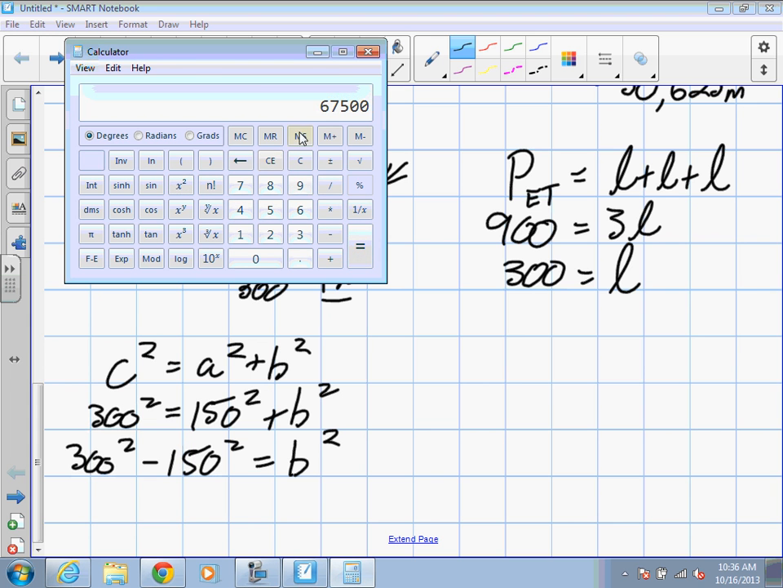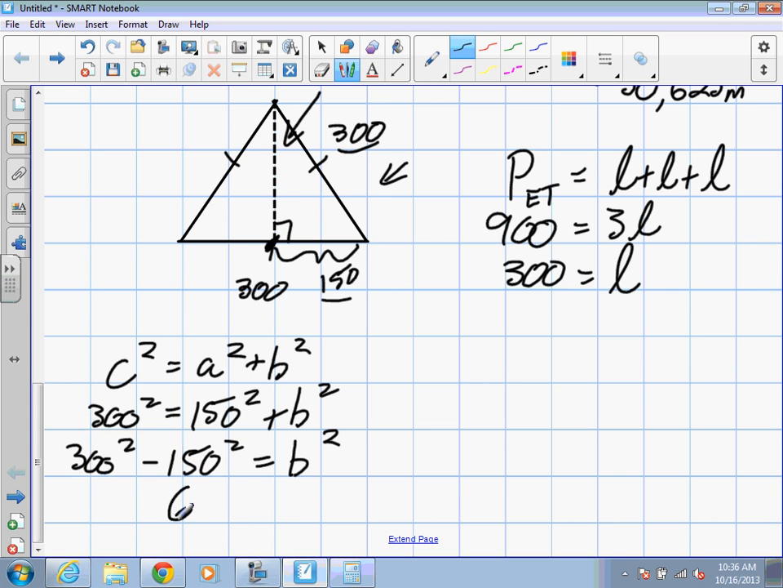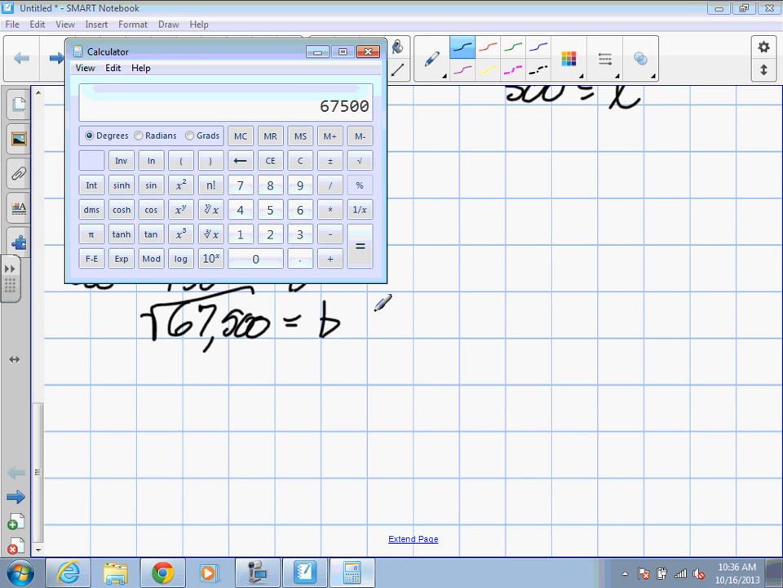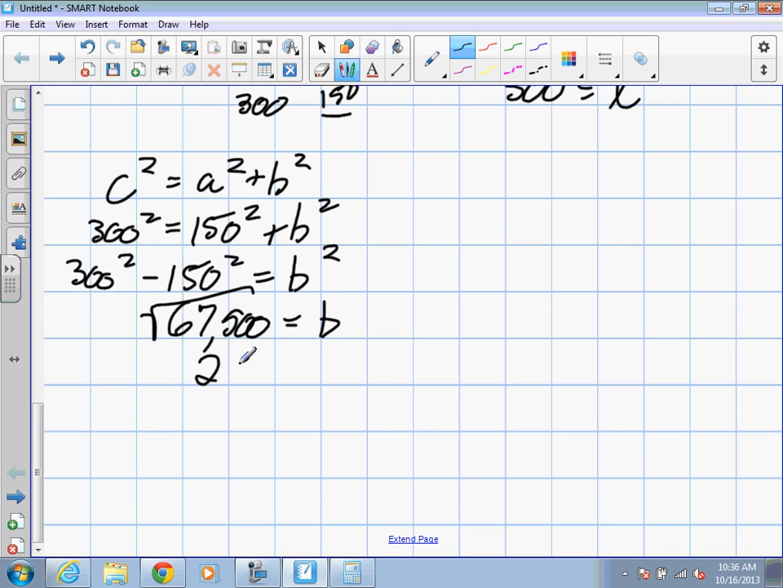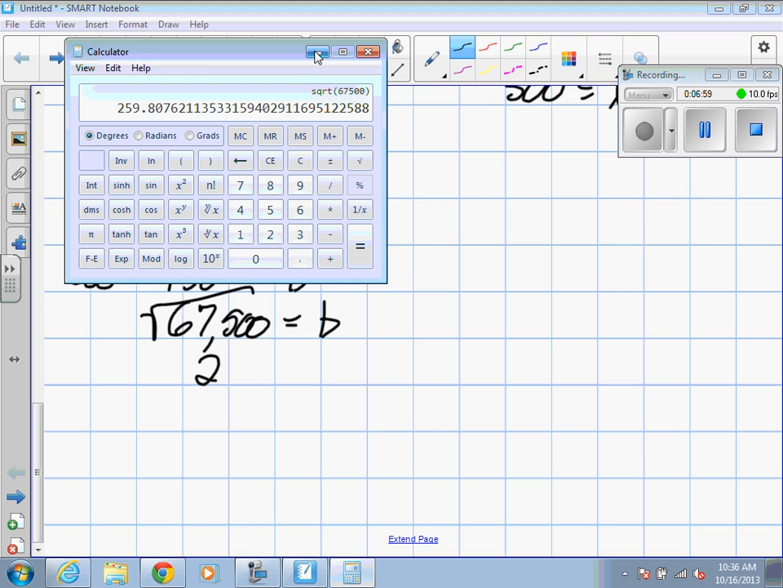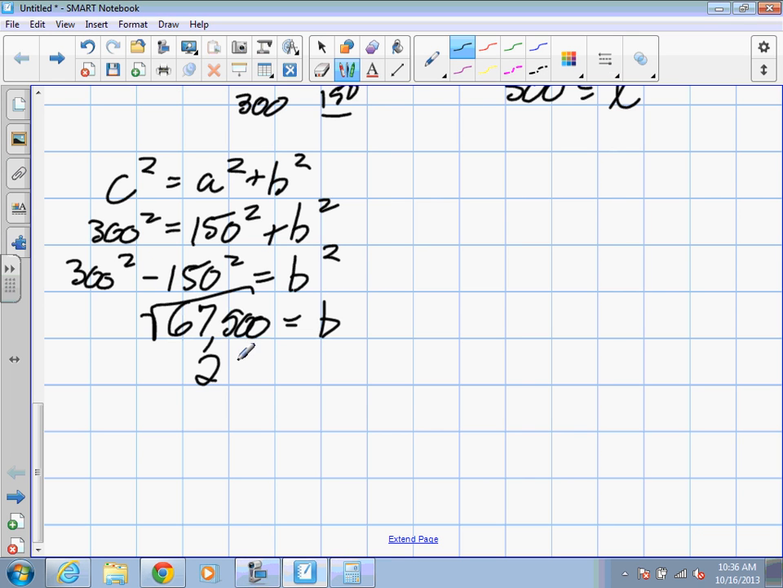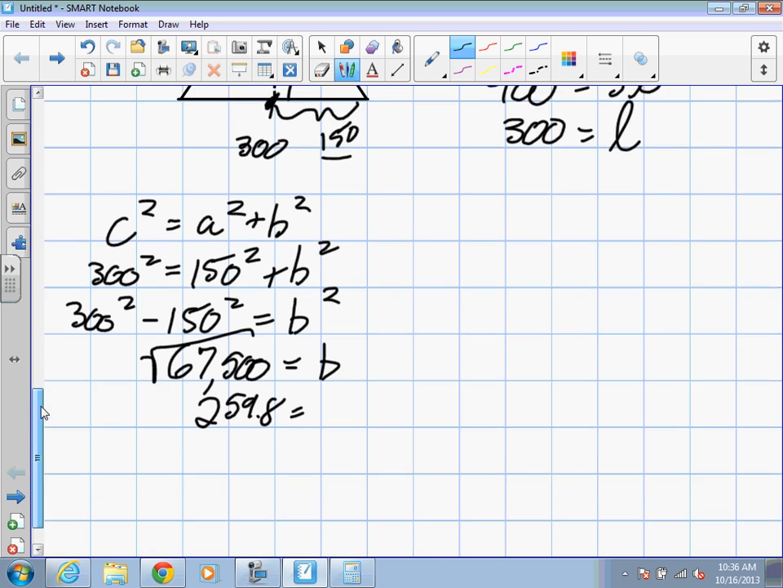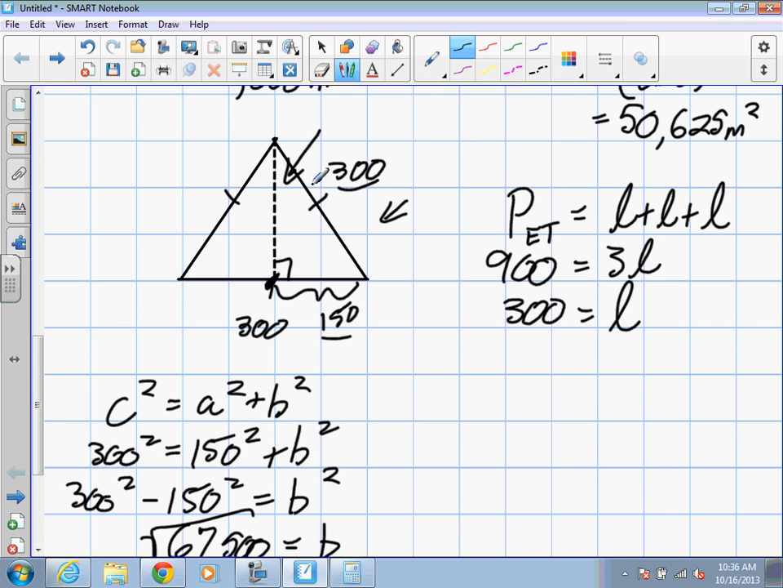67,500. And we know in order to find just b, the height, we need to square root that value. So the square root of this value, 259.8. We'll try to be very accurate here. Sorry, was it 258 or 259.8? Okay. We probably could round it to 260, but it's not technically true, and we are working with a restriction here. So we want to be as accurate as possible.